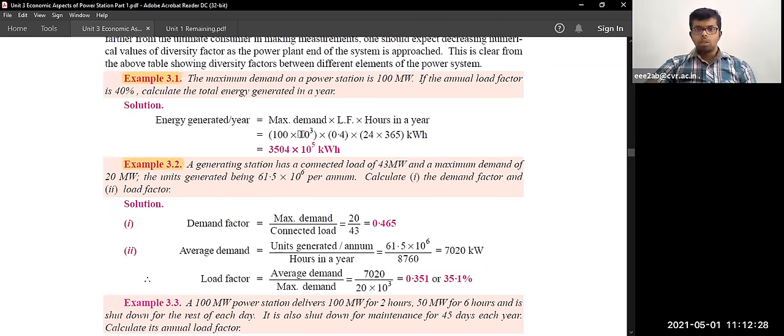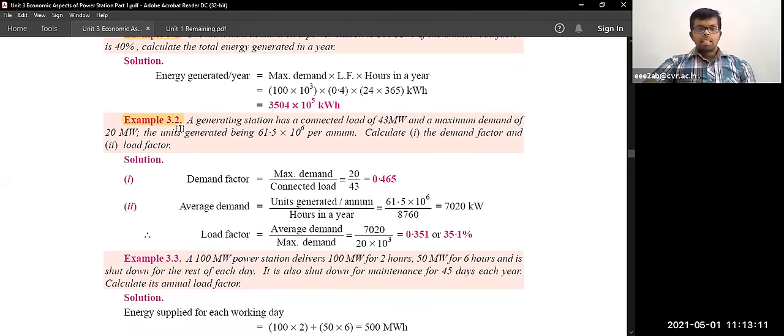So maximum demand 100 into 10 to the power of 3 kilowatt into load factor. Load factor is 40 percentage, so 40 percentage is nothing but 0.4. Next, into hours in a year. Hours in a year, easily you can take: 24 hours into 365 days, or otherwise 8760 directly. That is 24 into 365 is equal to 8760. If you calculate like this, you get 3504 into 10 to the power of 5 kilowatt hour. Okay, this is the energy generated per year.